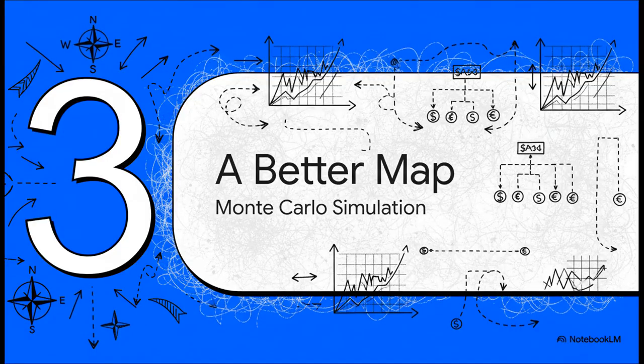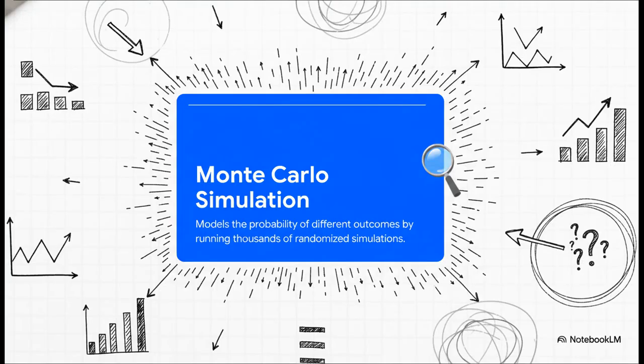Okay, so if that simple map is wrong, how are we supposed to navigate? Well, let's talk about how we can build a way better, more realistic map for our financial journey. And we do that using something called a Monte Carlo simulation. So instead of trying to predict one single future, a Monte Carlo simulation just embraces the randomness of it all. It runs thousands, sometimes tens of thousands of potential scenarios. Each one has different randomized market returns based on what's happened in the past. It's not about finding the answer. It's about exploring all the possible answers to see which ones are more likely to happen.